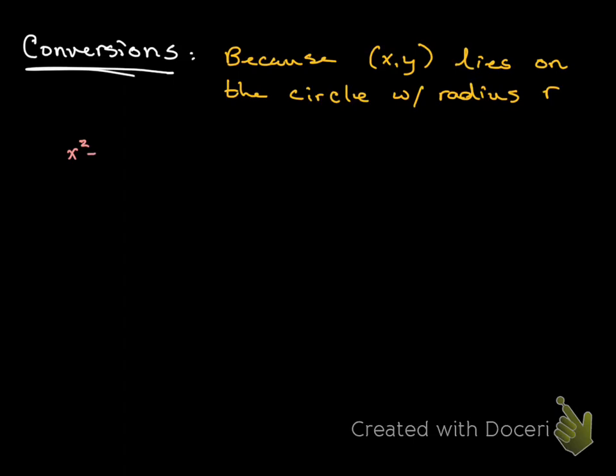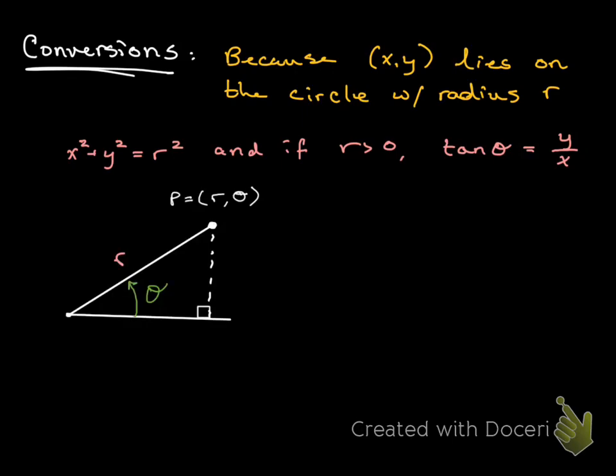So if that's the case, we're going to be able to use our Pythagorean theorem, our formula for a circle, if r is positive, and then our tangent of theta is also going to be y over x. Now let me show you where those come from. I'm going to copy down our picture from before. So there's our point (r, theta), with r and theta shown. Now what I've drawn here is a perpendicular down to the polar axis, that dotted line there. And I'm showing that makes a right triangle, okay?